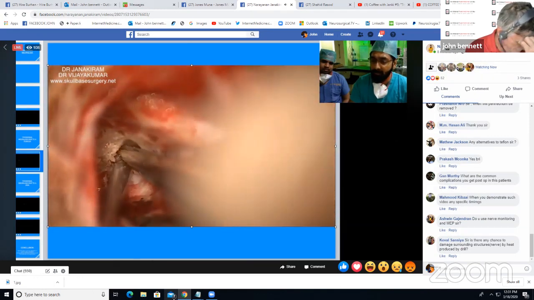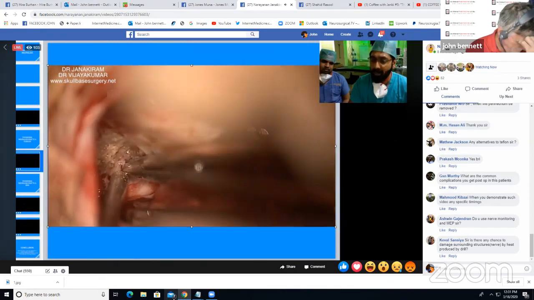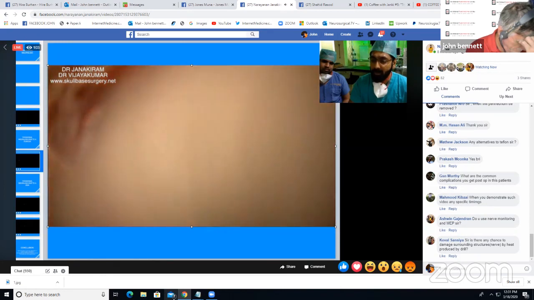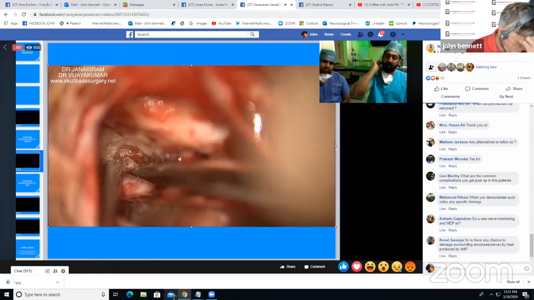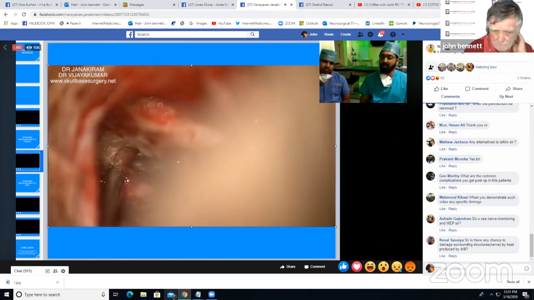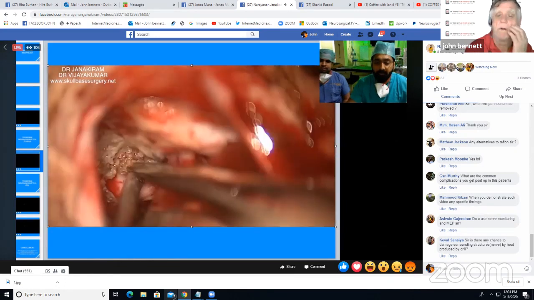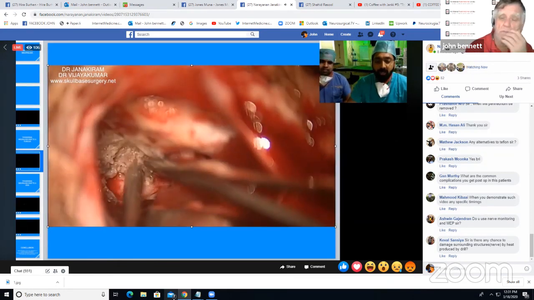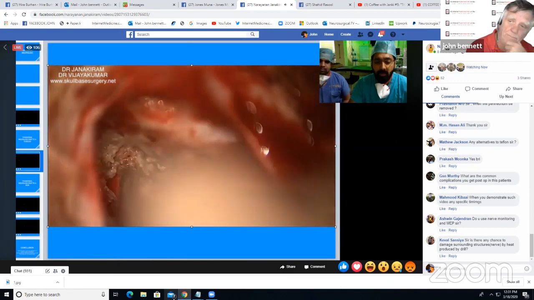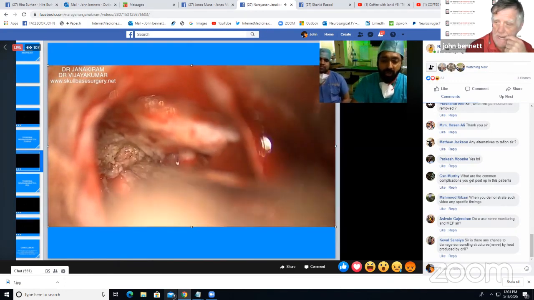This patient is coming for follow-up for a long time now. It's around 1.5 years since we have operated. We're now trying to debulk that meningioma completely and try to take off all that tumor out, and you can see the trigeminal nerve coming into picture. I hope the picture is clear. Yes, I've already told Dr. Ashwin that we always use nerve monitoring.